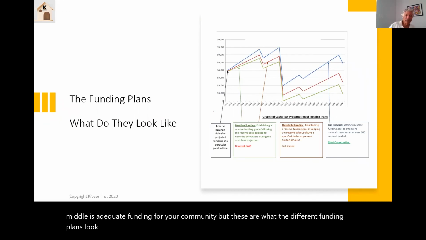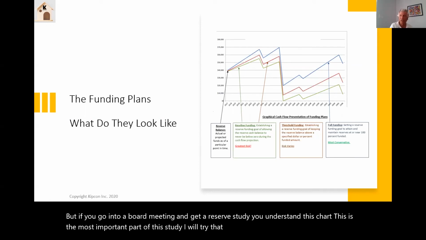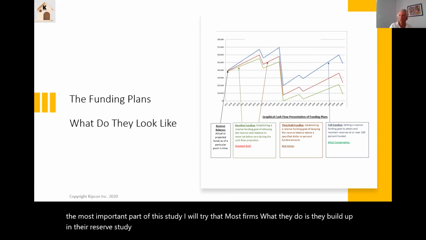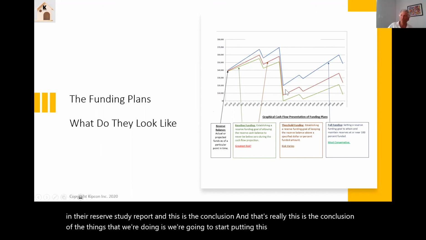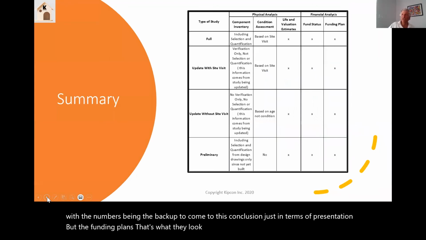And I'm assuming most of the people in this presentation today are managers and board members. But if you go into a board meeting and get a reserve study, you should understand this chart, this is the most important part of the study. I will tell you that most firms build up in their reserve study report, and this is the conclusion. One of the things that we're going to do is start putting this at the front of our report, with the numbers being the backup to come to this conclusion, just in terms of presentation. But the funding plans, that's what they look like, most important part.